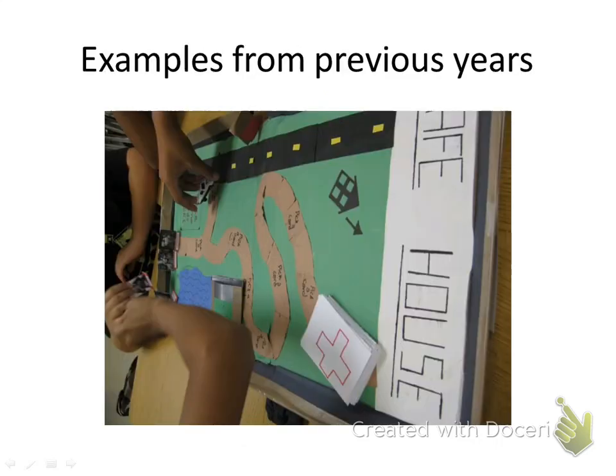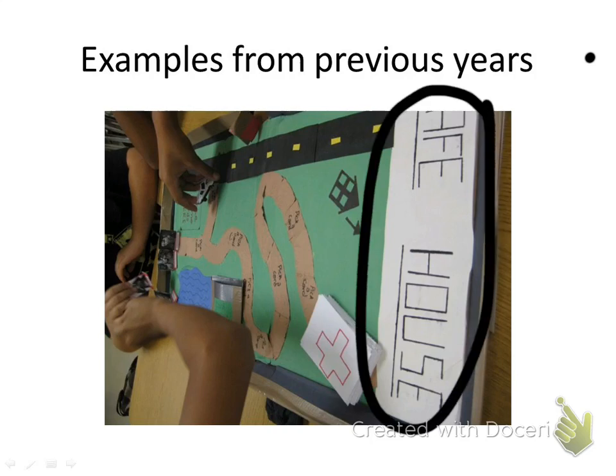Here are some examples from previous years. This game board was very creative in that it had a place for the students to end up going, but if you take a look at the game board was very short, and this was too easy to play, so they did not receive the full 40 points for that.